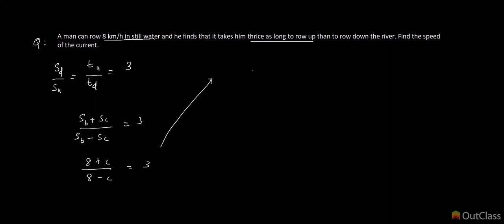Cross multiplying, it becomes 8 plus c is equal to 24 minus 3c. 4c is equal to 16. C is equal to 4 kilometers per hour. That is the speed of the current.